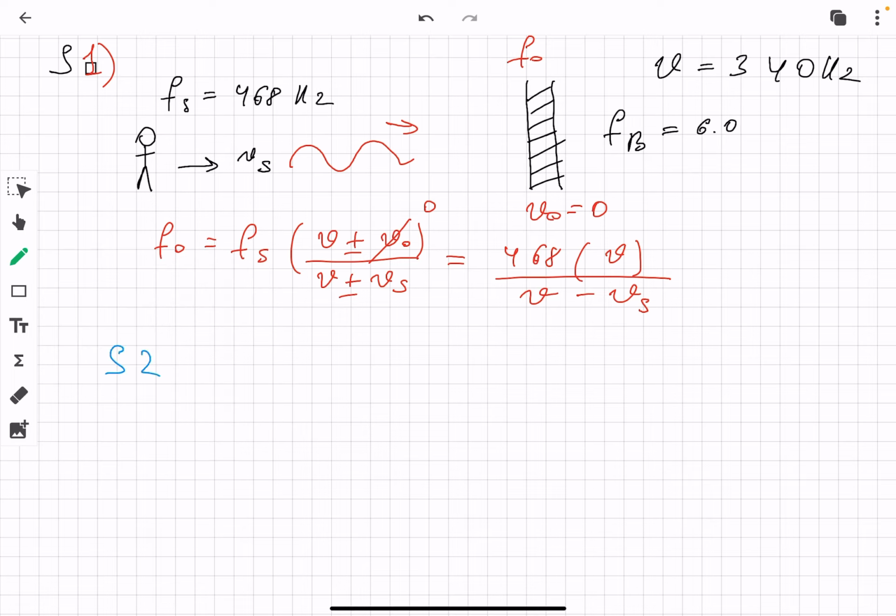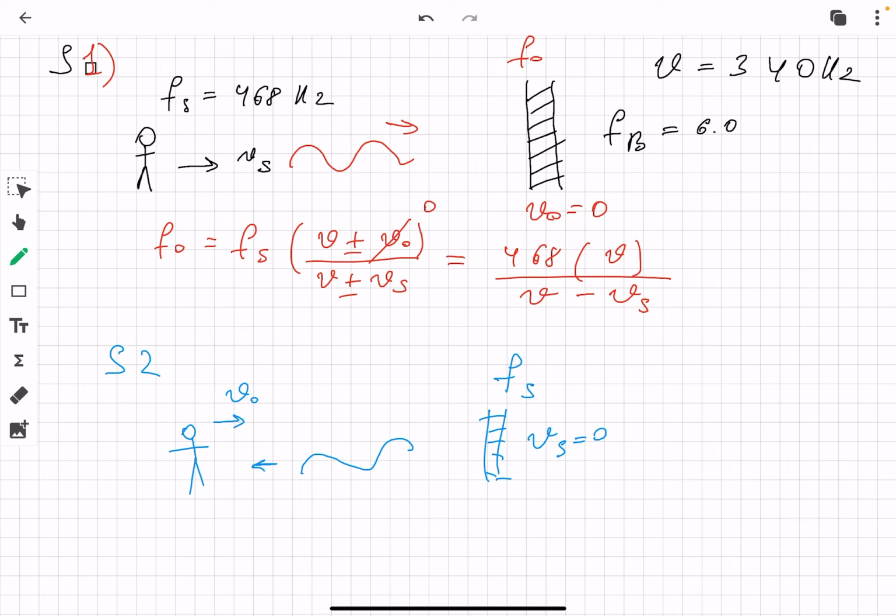Now we have scenario 2, the student, and here we have a wall. In the second scenario, the wave propagates back, it reflects. So in this case, the wall becomes a source, and then the speed of the source is 0. The student is still moving with V observer, moving towards the wall.